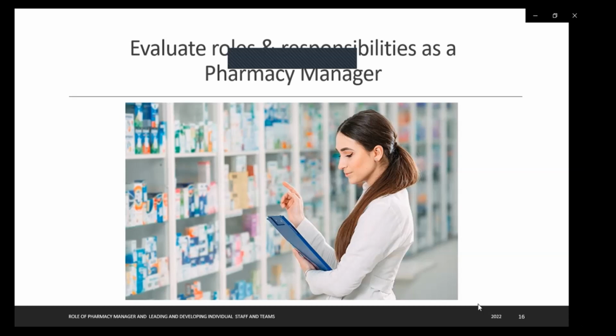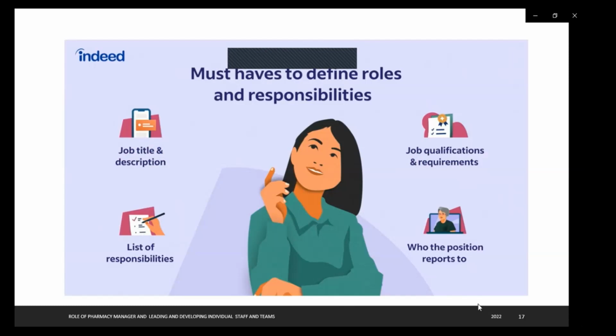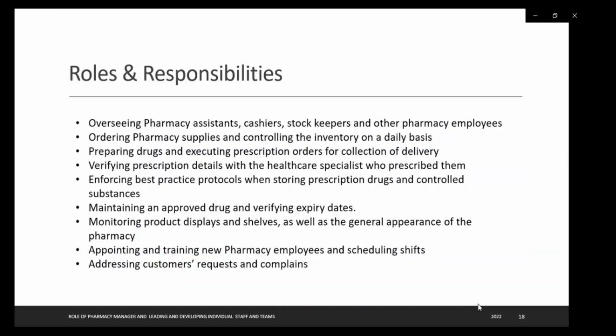Before evaluating roles and responsibilities, we should have proper knowledge regarding the job description, the list of responsibilities, and to whom we should report. To evaluate myself as a manager, I should know my strengths and weaknesses. Let's see the roles and responsibilities of a pharmacy manager.